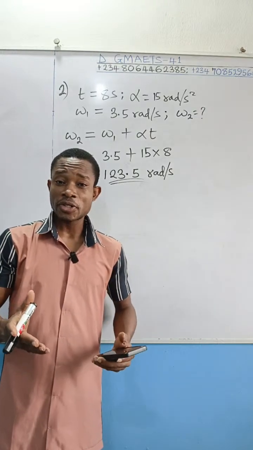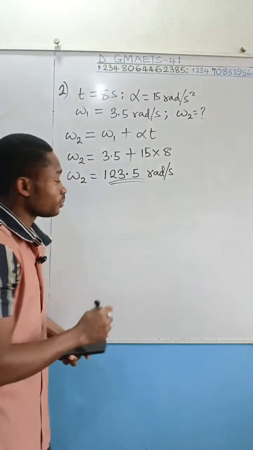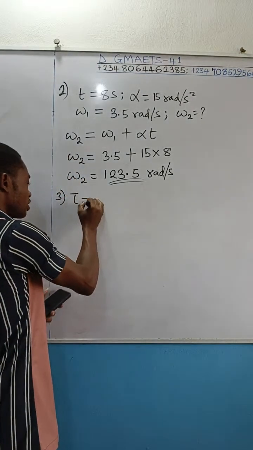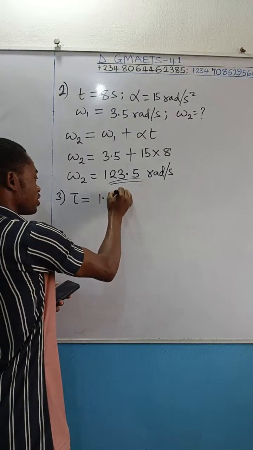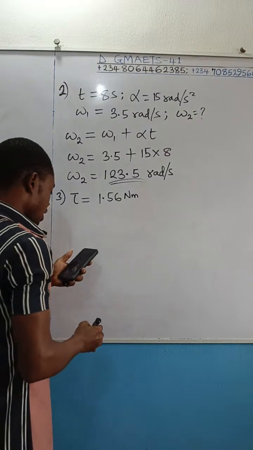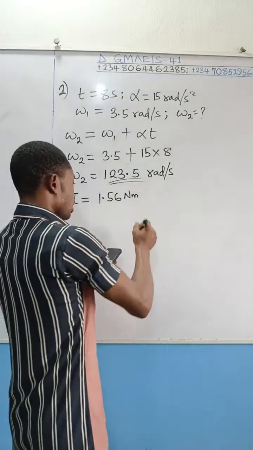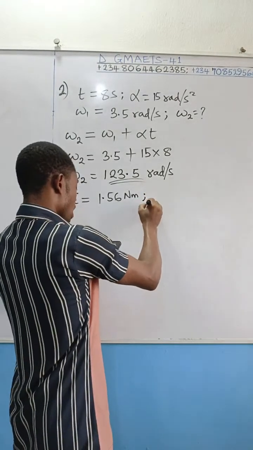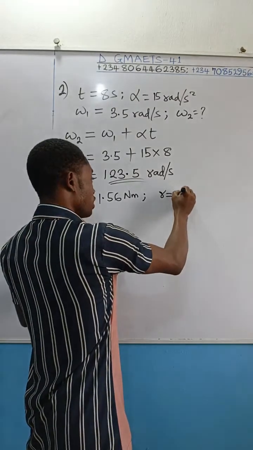Once again, the rotational dynamics problem. Now, in this question, we are given the value of the torque, which I use this symbol for, given as 1.56 Newton meter. And then it is rotating. We are given a solid disk. That solid disk, we have the radius given, 15 cm.